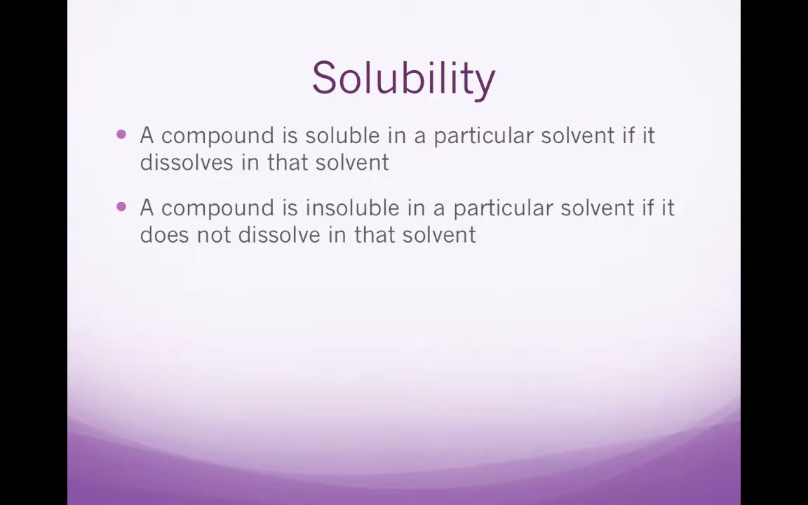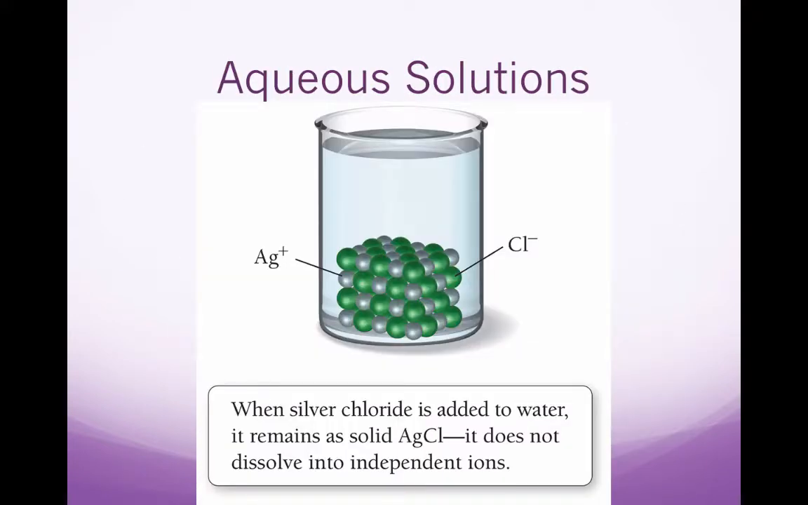So a compound is soluble in a particular solvent if it dissolves in that solvent, so sodium chloride or silver nitrate. A compound is insoluble in a particular solvent if it does not dissolve in that solvent, like we saw here with silver chloride. Silver chloride is insoluble.